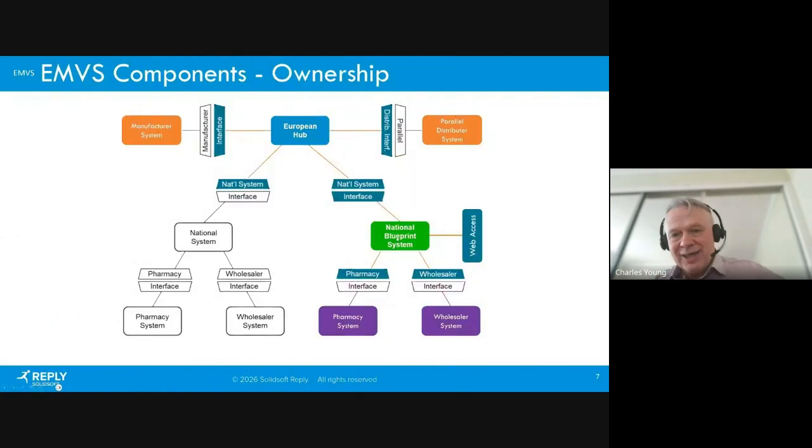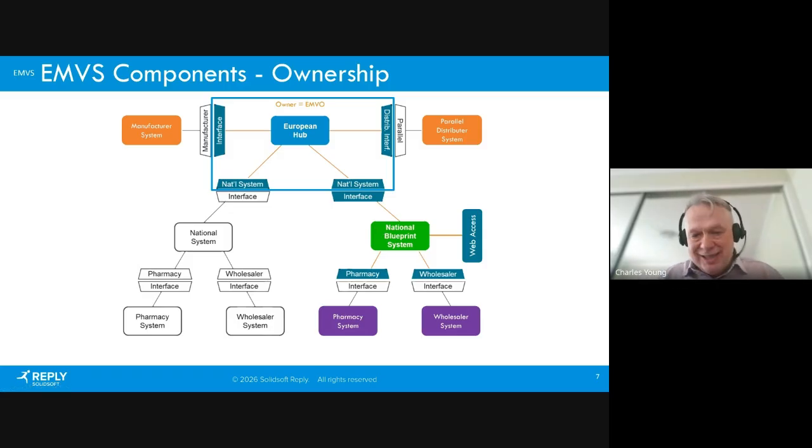So the system is not a single technical system. It's a distributed system centered on the European hub. The European hub then is owned by EMVO, and EMVO manages the participation of manufacturers and parallel distributors as well, and they connect their systems directly to the European hub and upload data, as we will see. And the European hub then interfaces with each of the 29 national systems, and those national systems are largely blueprint, apart from one. They're all blueprint systems. They were built specifically for FMD, and their functionality is validated by EMVO.